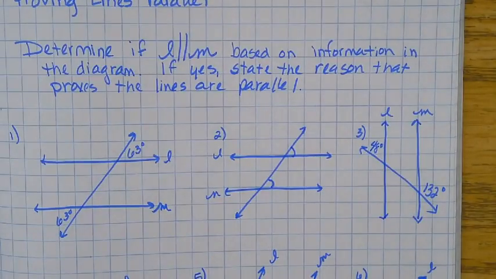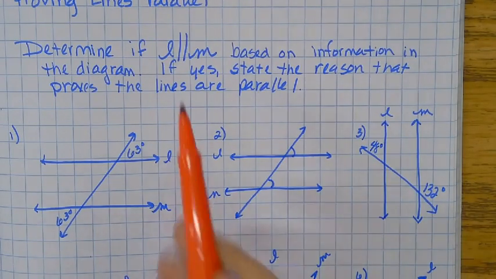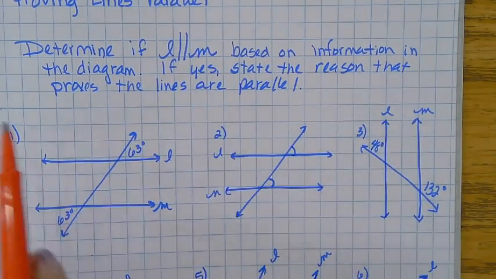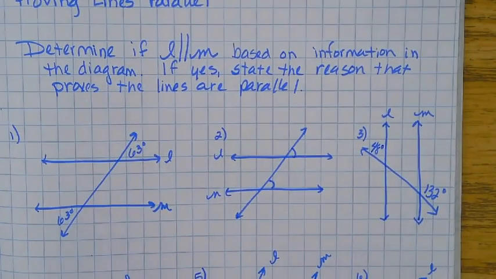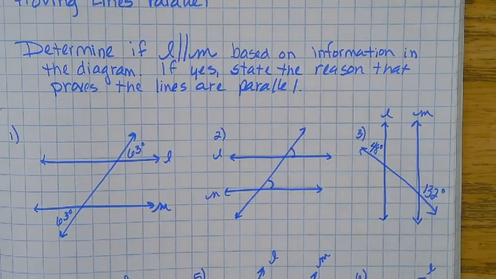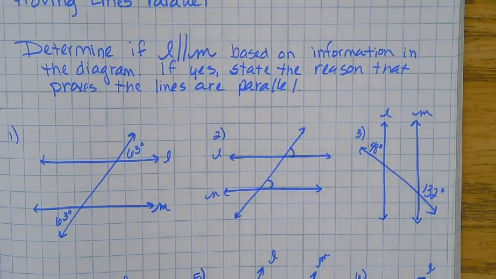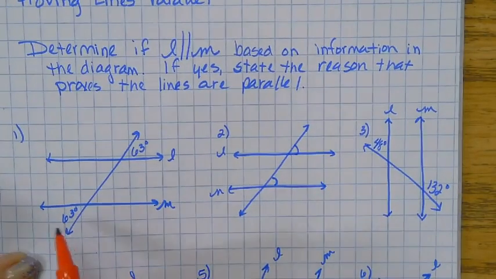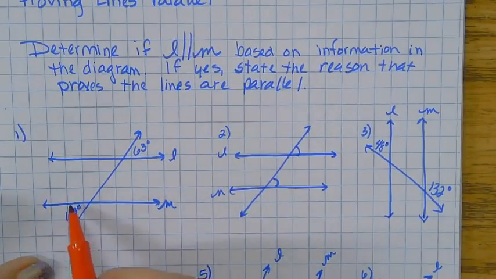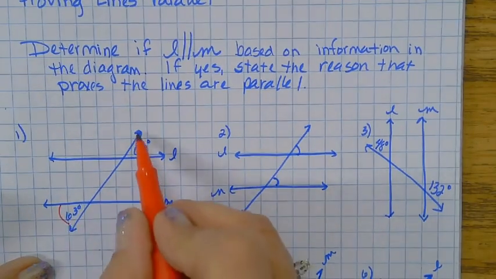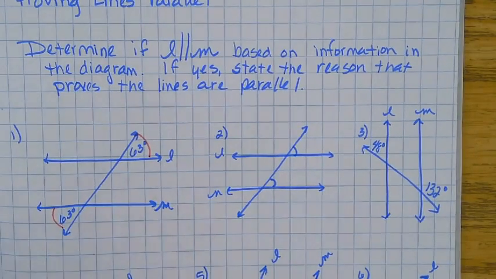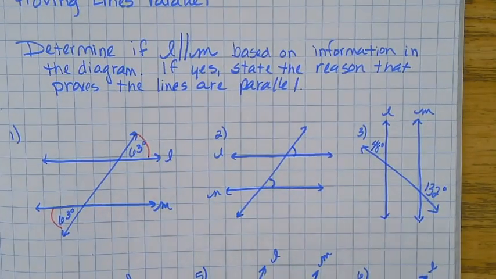Now let's look back at what these problems are going to actually ask us to do. It says, determine if line L is parallel to line M based on the information in the diagram. If yes, state the reason that proves that the lines are parallel. So basically what that's saying is, look at the picture. What kind of angles were we given information about? What type of angles are these? Those ones that we just wrote down below.